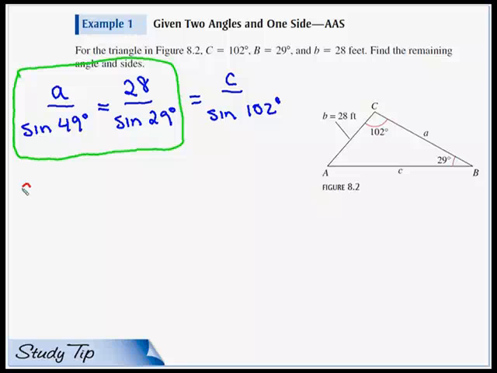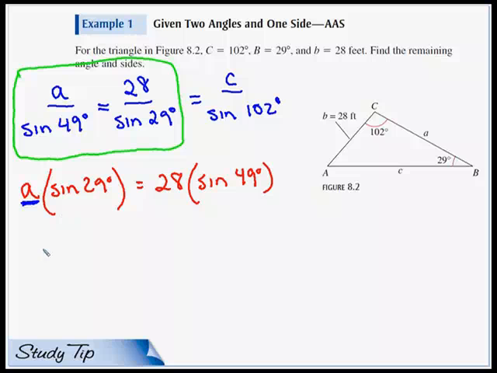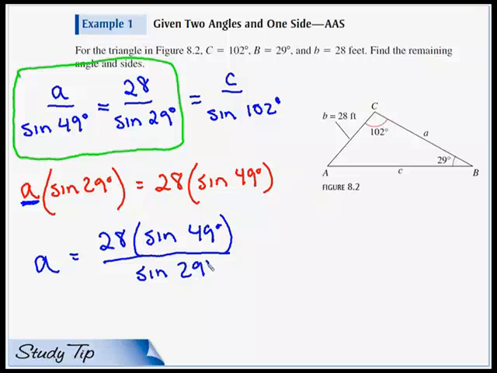So we're going to have A times the sine of 29 is equal to 28 times the sine of 49. And we're solving for A, so we're going to divide both sides by the sine of 29. So our numerator is 28 times the sine of 49 degrees, and that's divided by the sine of 29. So we punch this into the calculator. Be careful with the button pushing.